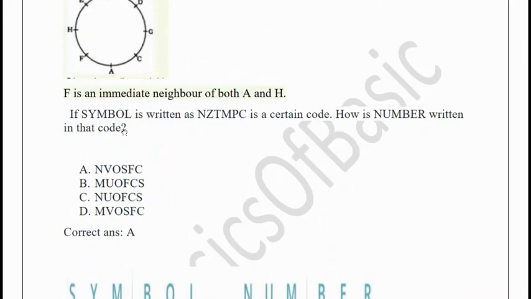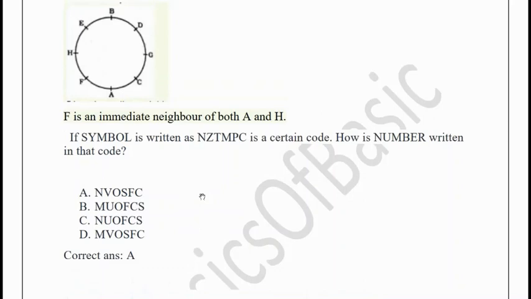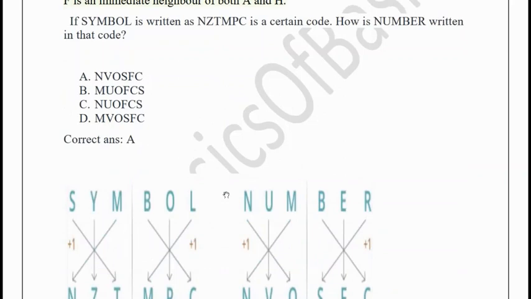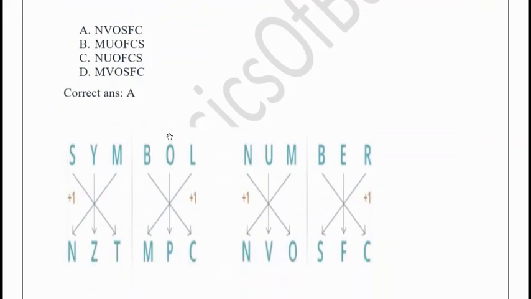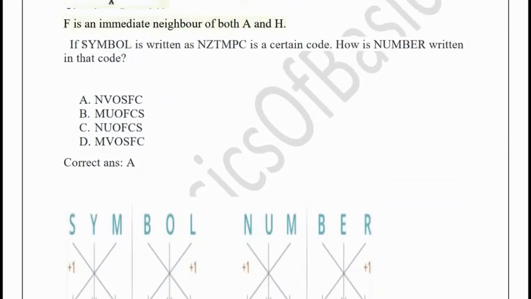And the next question is, if a symbol is written as NZTMPC in a certain code, how is the number written in that code? This is also very easy because these are commonly asked in almost all the examinations. So you need to know the number for a particular letter. For A B, it is denoted as 2, but in reverse order also, you need to know. It is also very important.